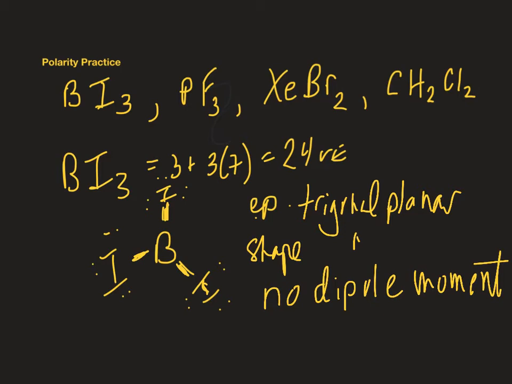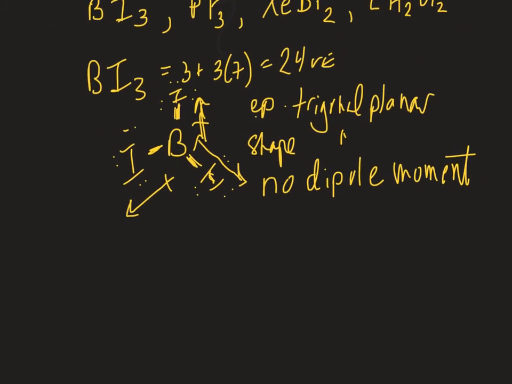Even though iodine is more electronegative than boron, because this is an ideal geometry, the individual polar bonds that do exist, if I were to draw the individual bond polarity, would all point out, with the arrows indicating the negative dipole. Because they're pulling at 120 degrees from each other, this has no dipole moment. Moving on to the next problem, PF3.